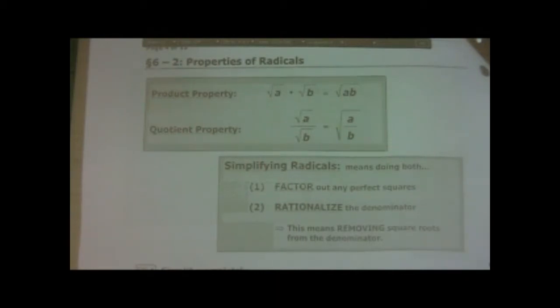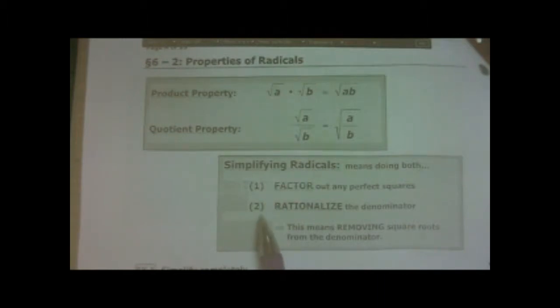So let's talk about what simplifying radicals means. Simplifying radicals means doing both of these things. Number one, we're going to factor out any perfect squares. And we talked about what perfect squares are. Perfect squares are like 1, 4, 9, 16, 25, 36, 49. Those are perfect squares. So we're going to factor out any perfect squares and then rationalize the denominator if we have a denominator.